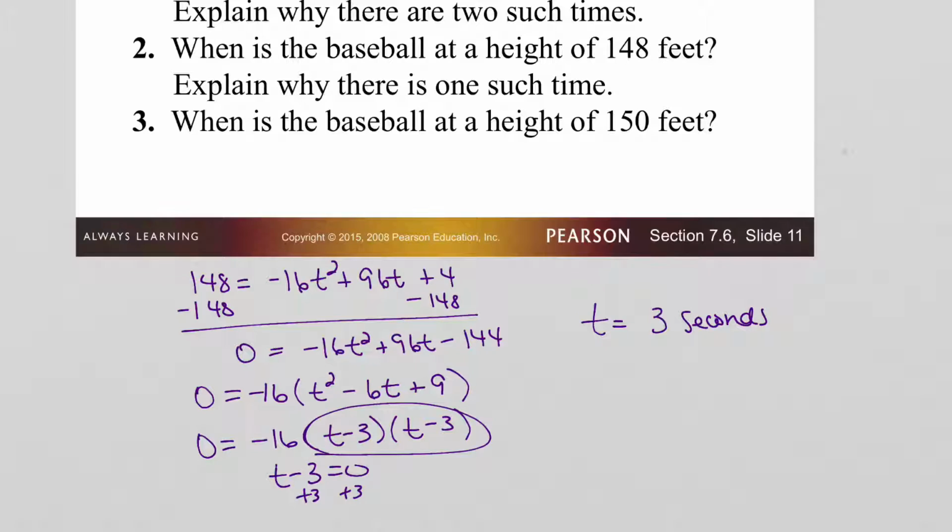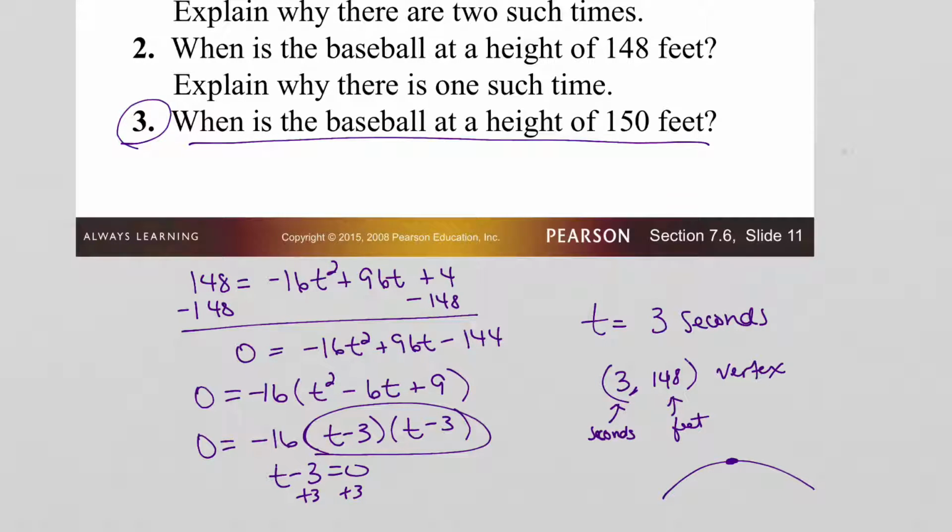Whenever you get 2 of the same answer, that's your vertex. In this case, it's our only vertex. So 148 happens to be at 3 seconds. 3 seconds, 148 feet, and this happens to also be our vertex. That means the height of the ball, that's the highest that it will ever go. So that helps us with question number 3. It says, when is the baseball at a height of 150 feet? Well, if 148 feet is our highest point, it will never be at 150 feet. So a good one-word answer for that would be never.